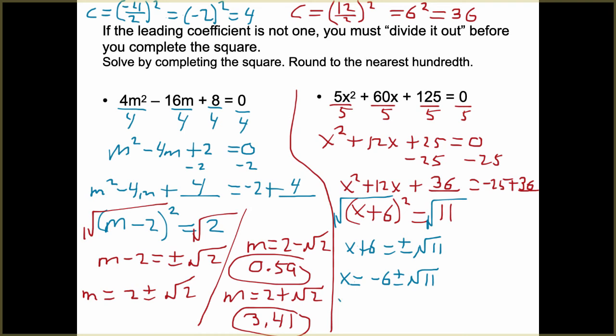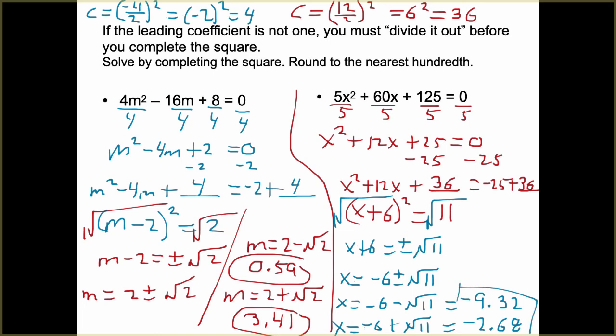So now we have two equations. x is negative 6 minus the square root of 11, and x is negative 6 plus the square root of 11. And when we do these and we round to the nearest hundredth, for the top we get negative 9.32. And for the other one we get negative 2.68. These are rounded to the nearest hundredth. Those are my two solutions.